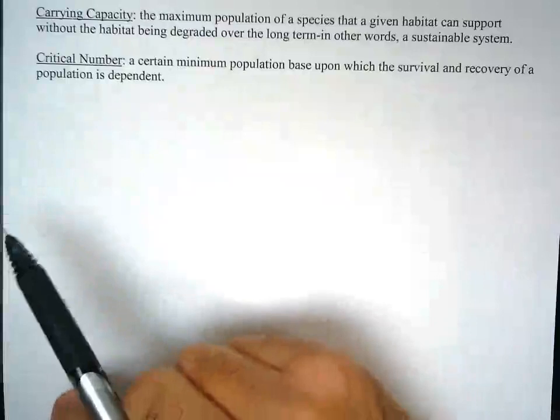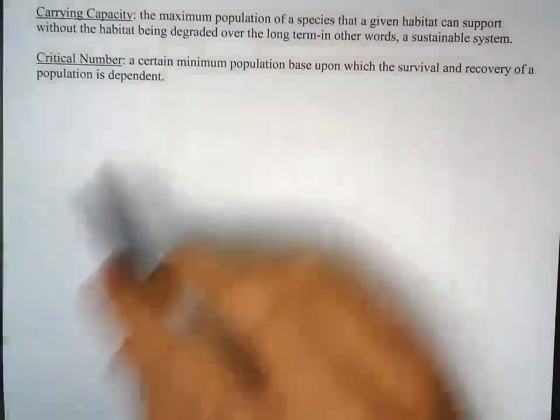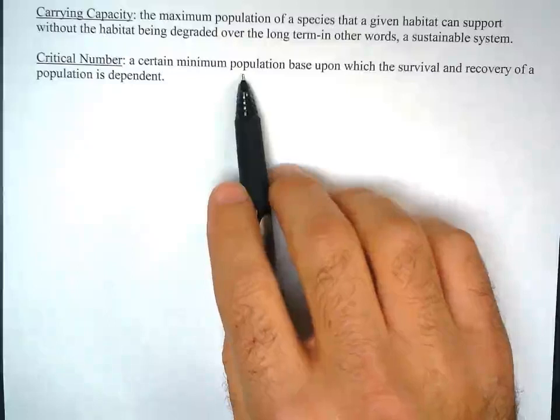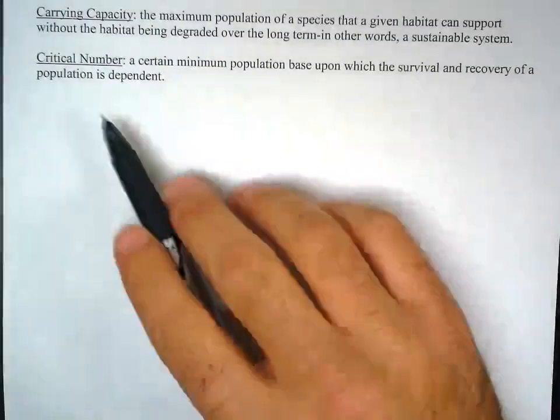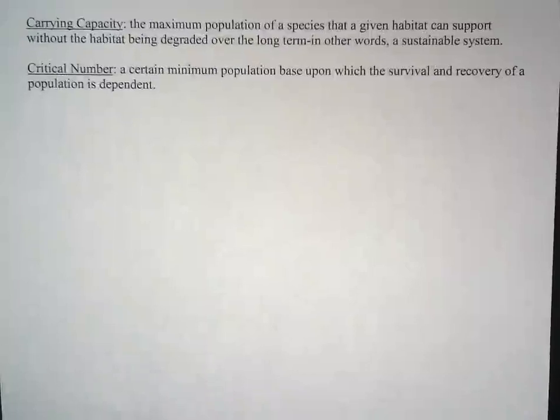Critical number. Critical number is sort of the opposite end. It's a minimum population number upon which the survival and recovery of a population is dependent. If the number of an organism falls below this, the population will basically go extinct. Northern white rhinos are a good example of this. I think, last I looked, there's one left in the entire world. But a few years ago there were 4 or 5 of them, or maybe 3, I don't remember. But that number is just too low for that species to reproduce enough to come back.